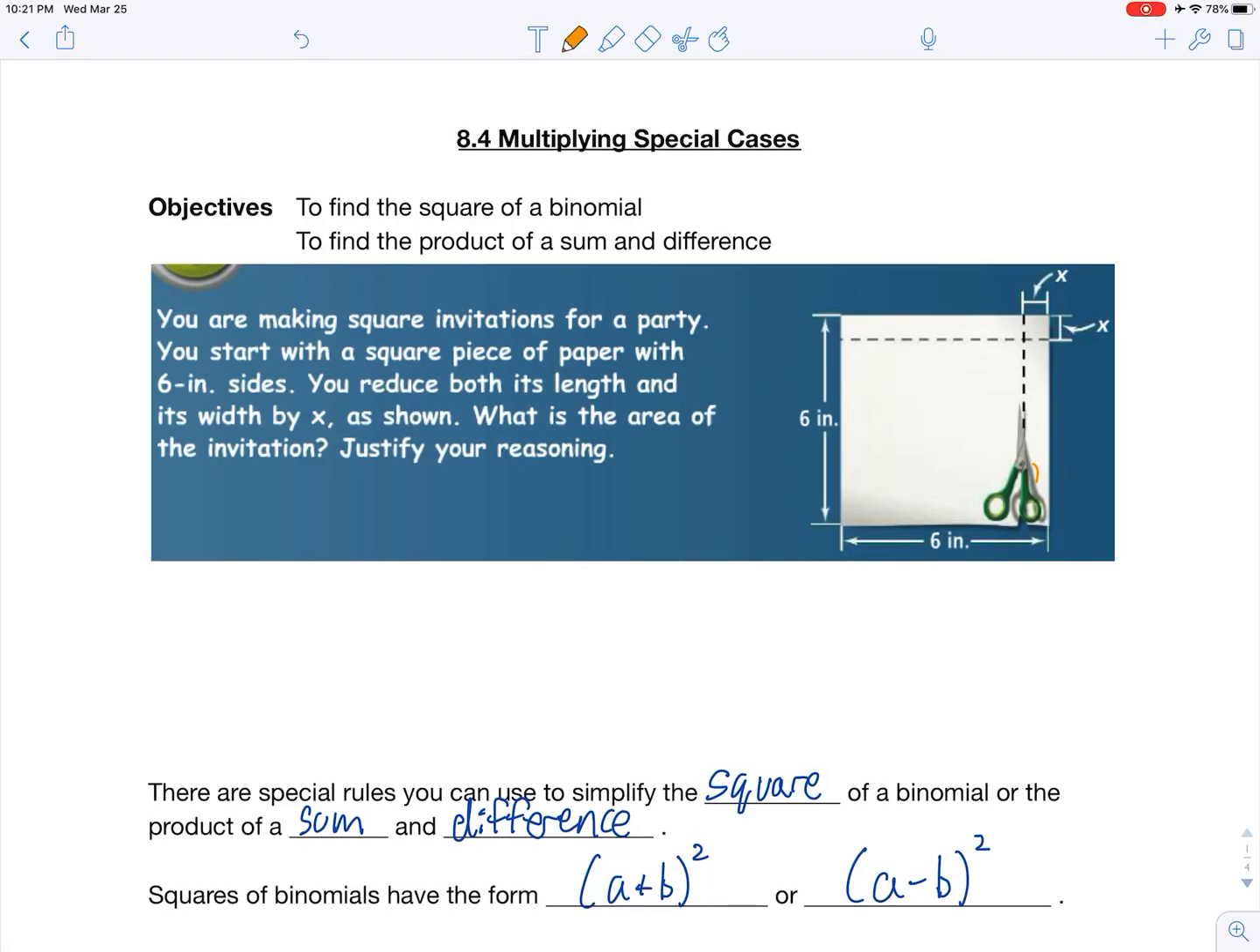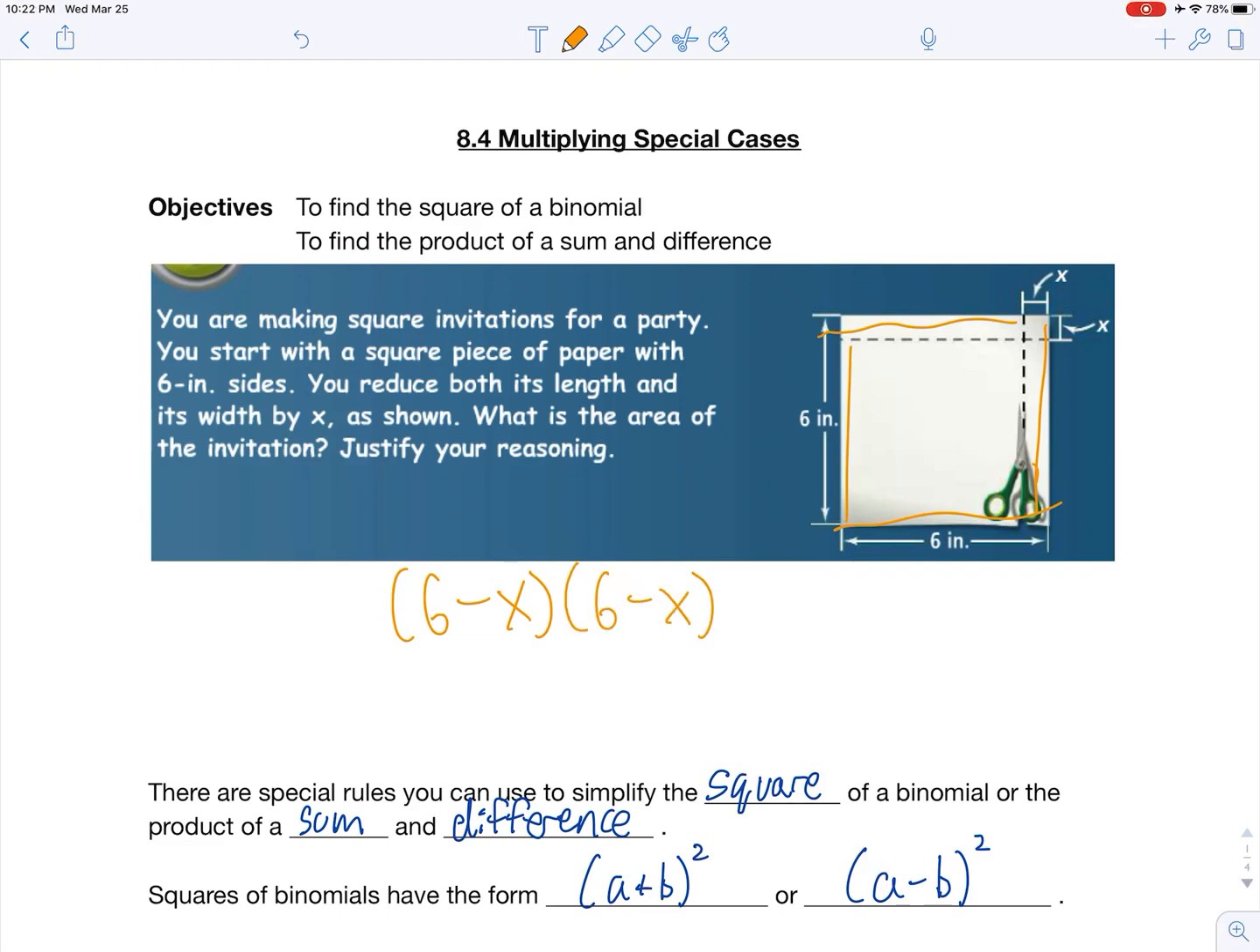So to introduce this concept, let's say we start off with a square piece of paper that's 6 inches for the width and 6 inches for the length. If I was trying to find the area, that'd be 6 times 6. But let's say I want to remove a strip from both sides, and that was the length of x on both of those sides. I could find the new area by finding 6 minus x for the length and 6 minus x again for the width.